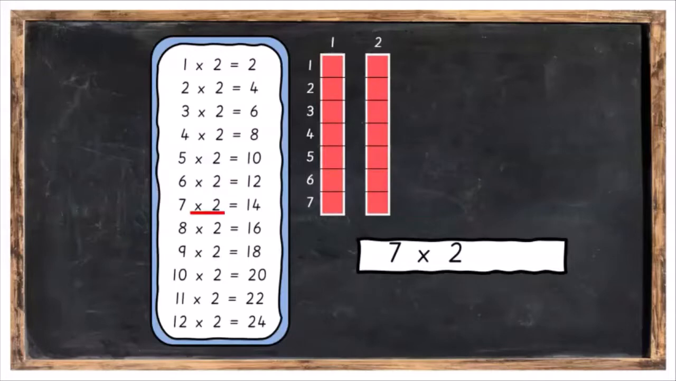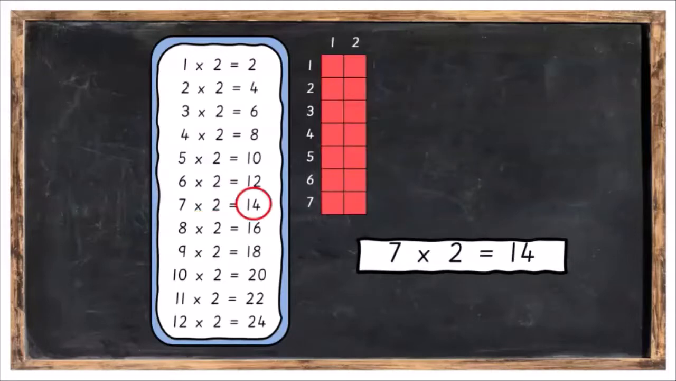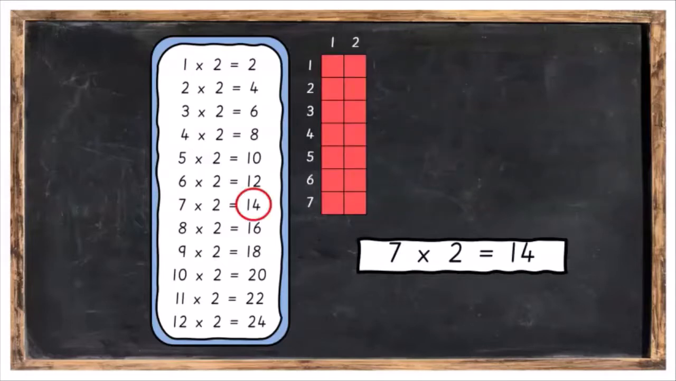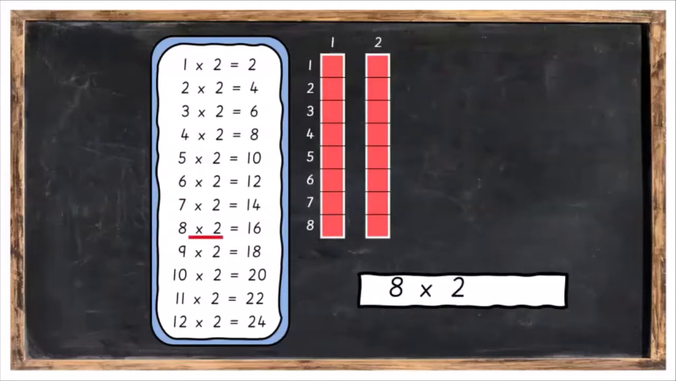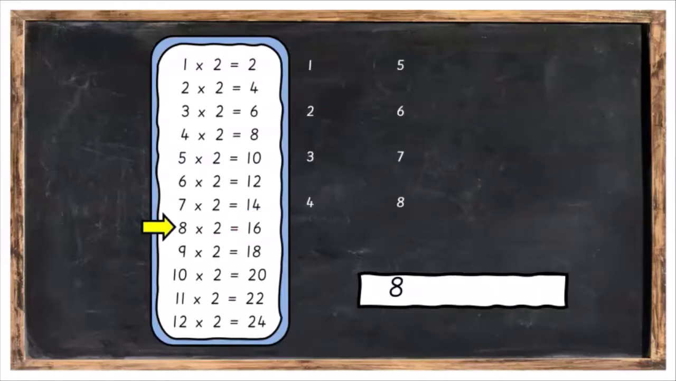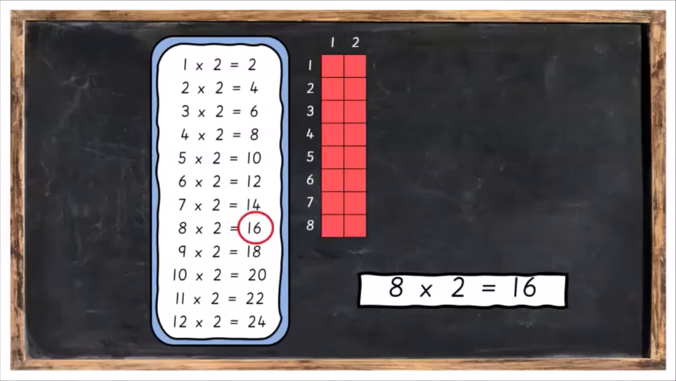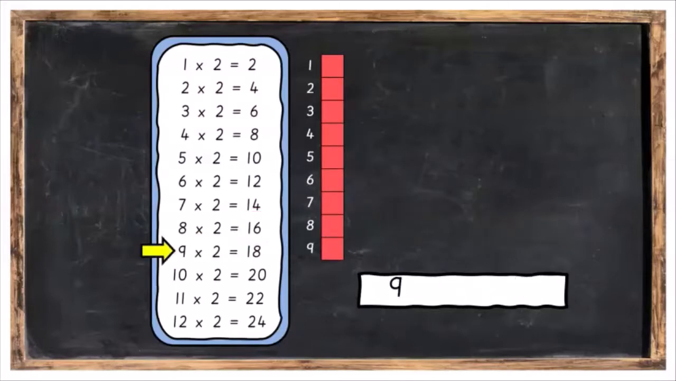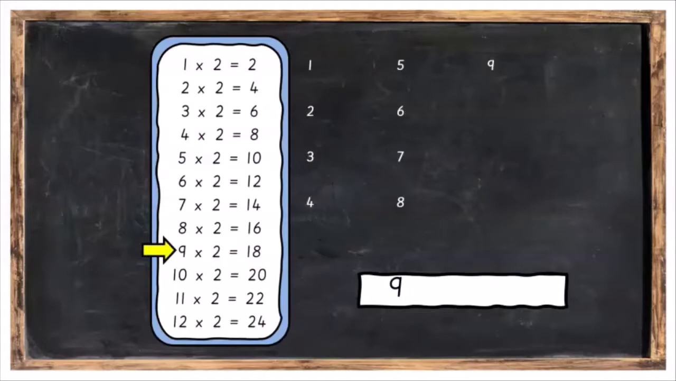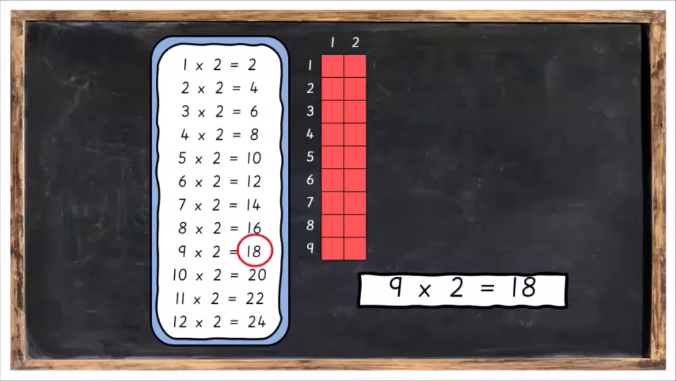7 times 2 is 14. Or 7 2's are 14. 8 times 2 is 16. Or 8 2's are 16. 9 times 2 is 18. Or 9 2's are 18.